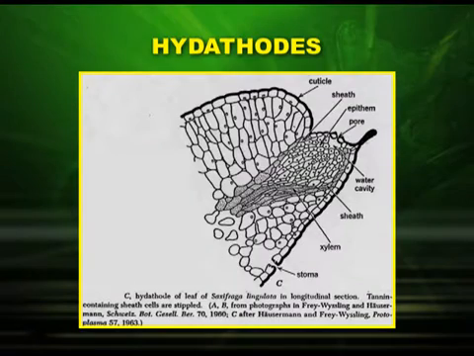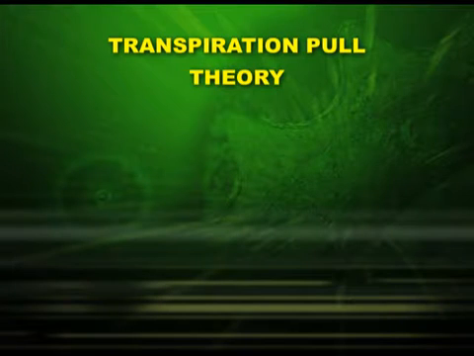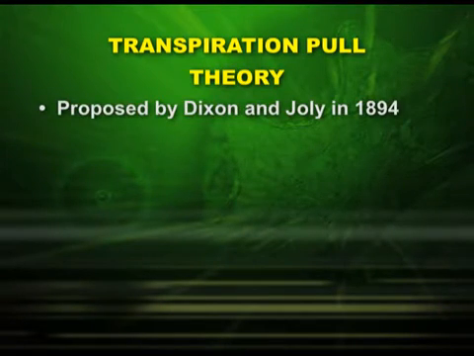Look into the picture, you can see the structure of the hydathode. It contains a cuticle covered with a sheath and an epithem which contains loose cells, a water cavity inside that is continuous with the xylem, and at the upper part you can see the stoma. So the water exudes out of the hydathode early in the morning. Now let us study the other theory, and that is the transpiration pull theory. It was proposed by Dixon and Joly in 1894.